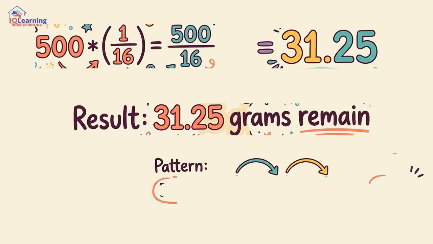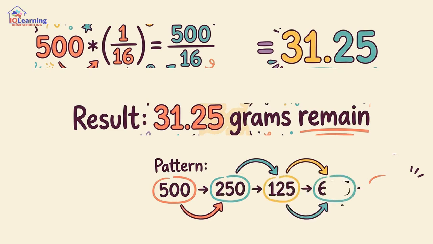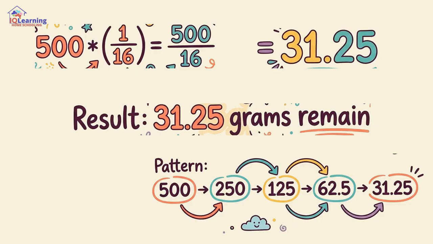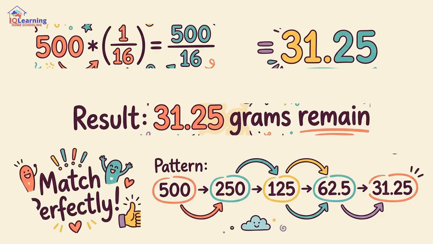You can also verify it with the halving pattern. 500, 250, 125, 62.5, then 31.25 after the 4th half-life. The formula and the pattern match perfectly.